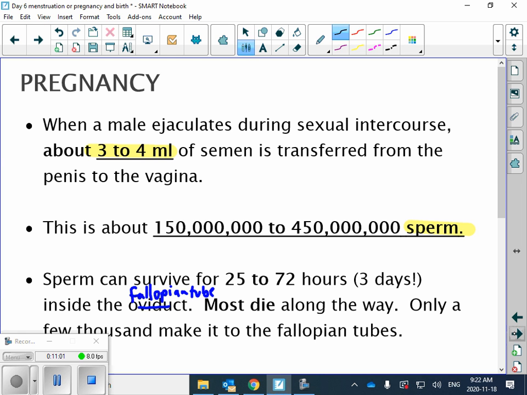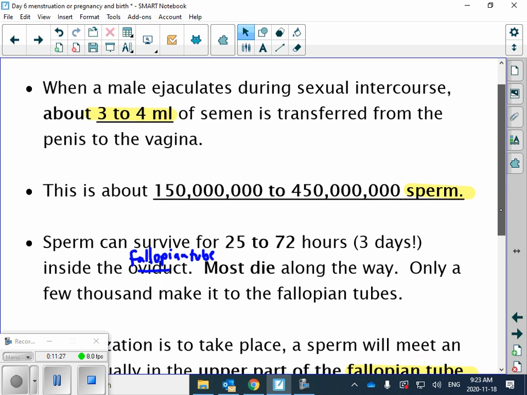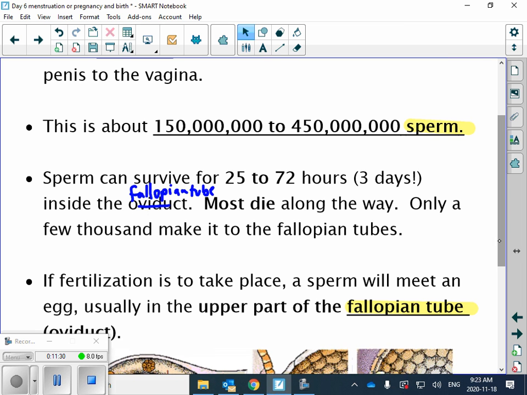So if a male ejaculates during sexual intercourse or has an emission, about 3 to 4 milliliters of semen is transferred from the penis into the vagina. Remember that semen is a combination of sperm and seminal fluid. Okay? So this is between 150 to 450 million sperm. And sperm can survive between 25 hours and 72 hours, up to 3 days inside the oviduct or in the fallopian tube. Most of them are going to die along the way, so only a few thousand are going to make it up to the fallopian tubes.